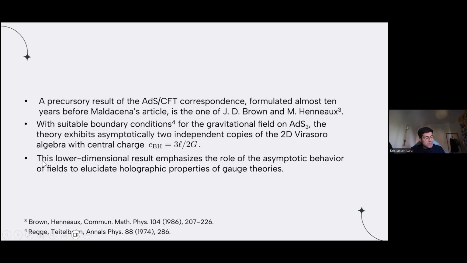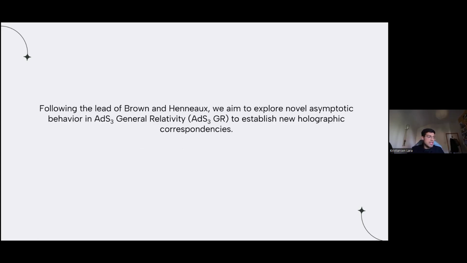So this lower-dimensional result emphasizes the role of the asymptotic behavior of fields in order to elucidate holographic properties of gauge theories. Following the lead of Brown and Henneaux, we aim to explore novel asymptotic behavior in AdS3 general relativity to establish new holographic correspondences. But before going to the heart of the matter, let me review some aspects of AdS3 general relativity.